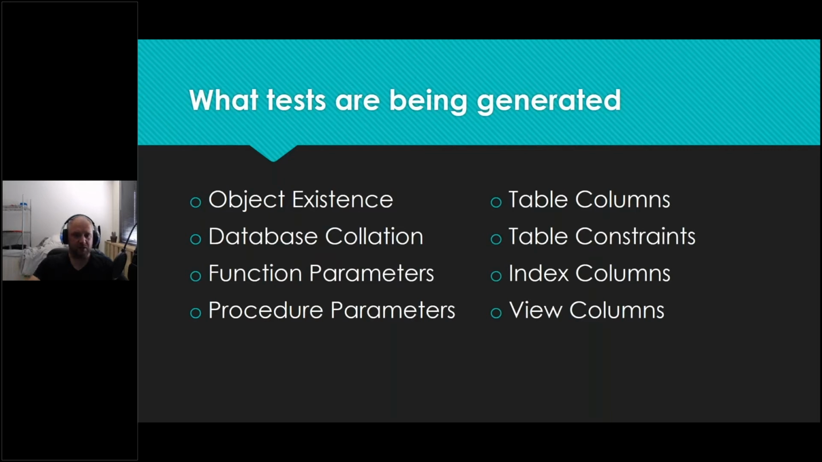What tests are going to be generated? We're going to see object existence, which is important. We're going to see something like, is that stored procedure present? Is that table present? Database collation is an important one, because you don't want your database in development to have a different collation than the one you're actually testing for. Function parameters: did anything change in the function parameters, like the name or the data type? The same thing for procedure parameters. Table columns: did the name or the data type change? Table constraints, index columns, view columns, that's all being generated.